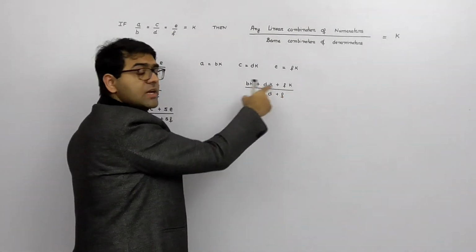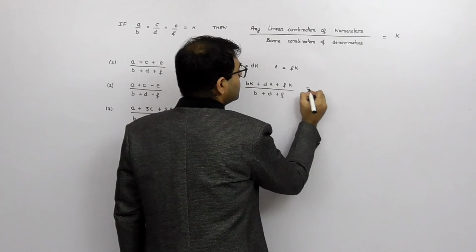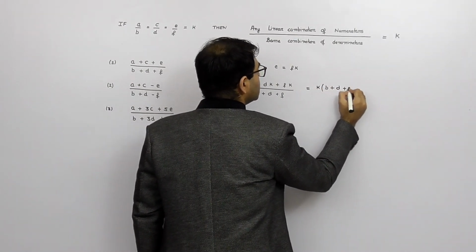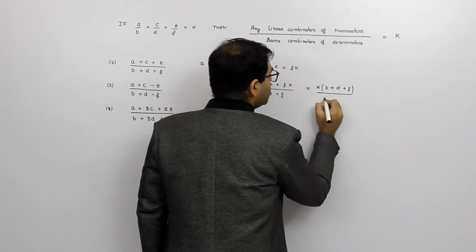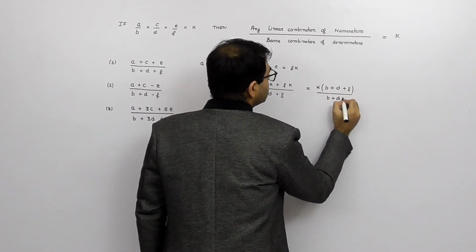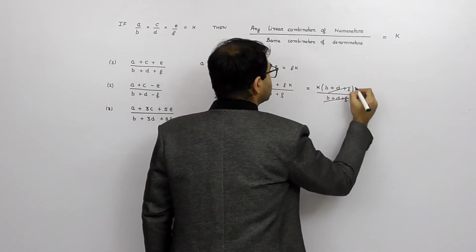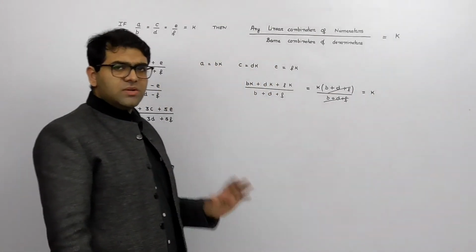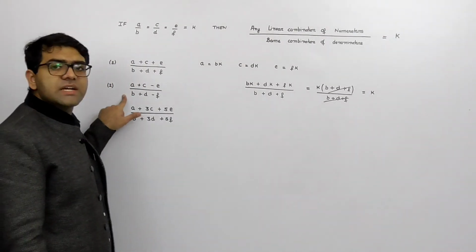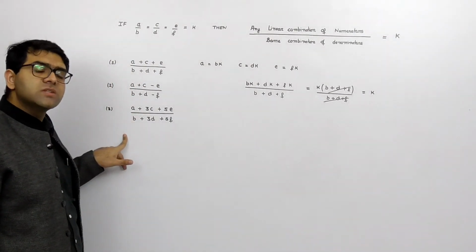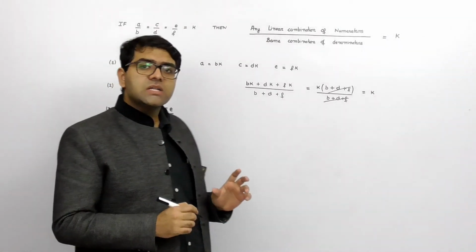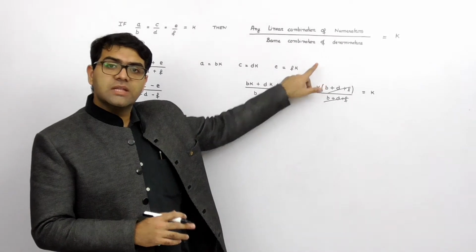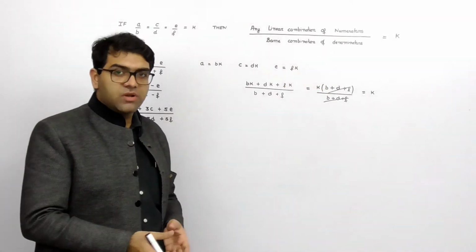In the next step, I can take a K common from my numerator. तो मैं numerator के terms में से K common निकाल लेता हूँ. अंदर मेरे पास बचता है B plus D plus F. So K times B plus D plus F divided by B plus D plus F. Next, these two things get cancelled and what I'm left with is K. You can do pretty much the same thing for your second example as well as for your third example. But the best part is that if you understand law of equal ratio, then this thing becomes intuitive.